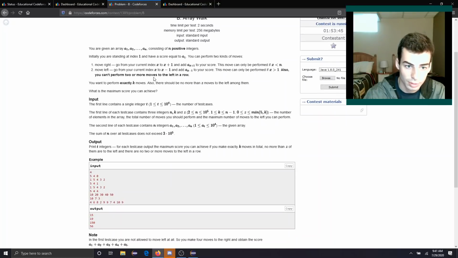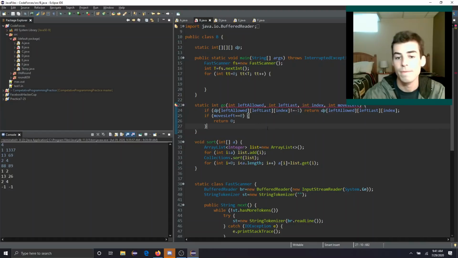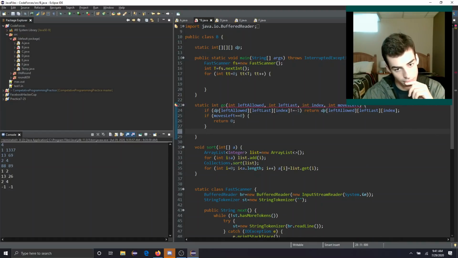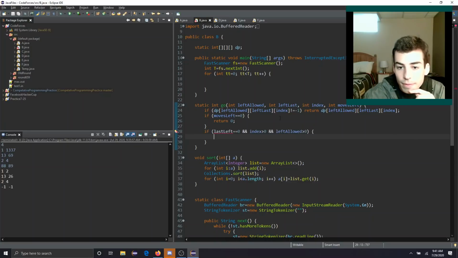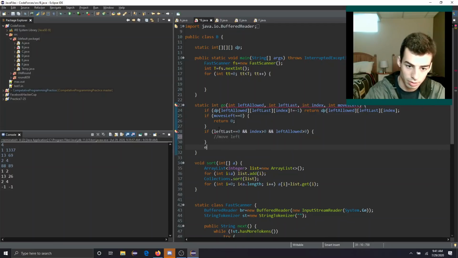What are these values going to be? How big are the values? 10 to the 4. So, wait, 10 to the 4 times 10 to the 5th is fine. Okay. So if we're out of moves, then we're done. Otherwise, if last left is equal to 0, and the index is greater than 0, and also left allowed is greater than 0, then we can move left, otherwise we can move right.